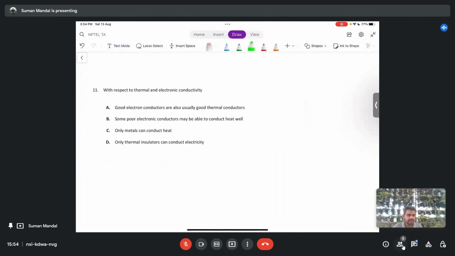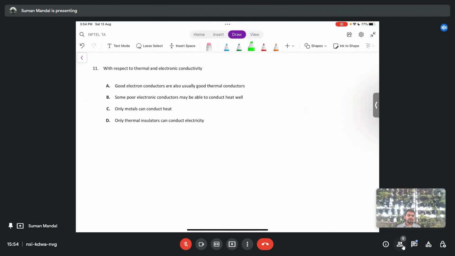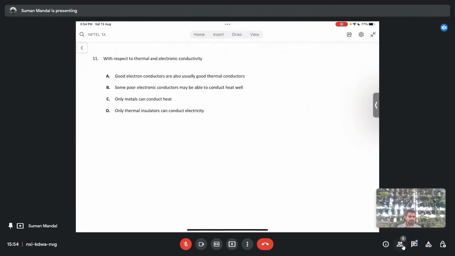Now we come to the next question. With respect to thermal and electronic conductivity, which of the statements are true? Good electron conductors are also usually good thermal conductors. Some poor electronic conductors may also conduct heat well. Only metals can conduct heat, or only thermal insulators can conduct electricity. Any answers?